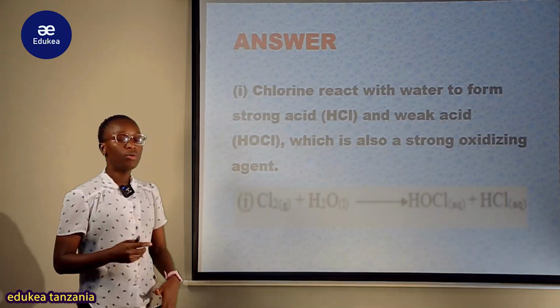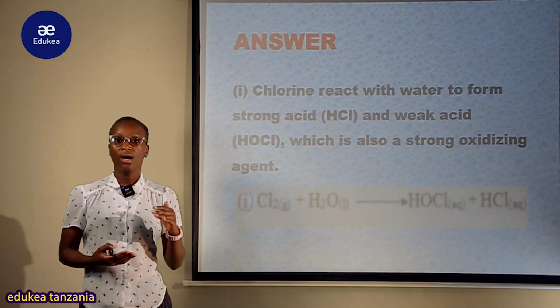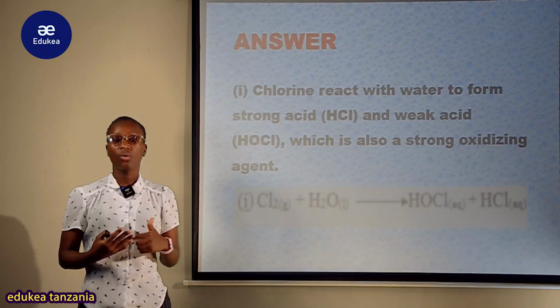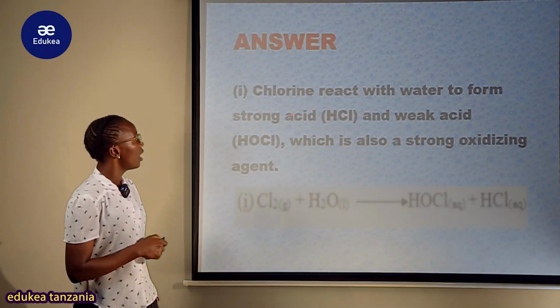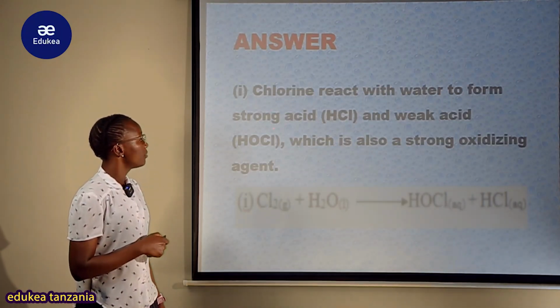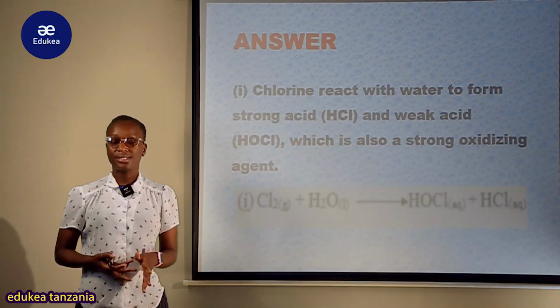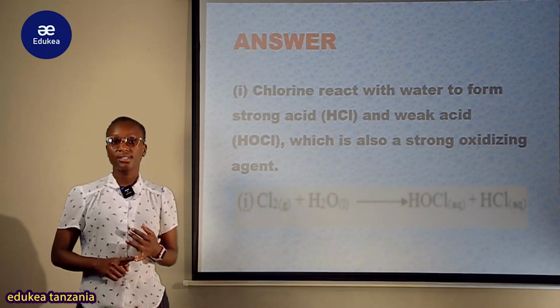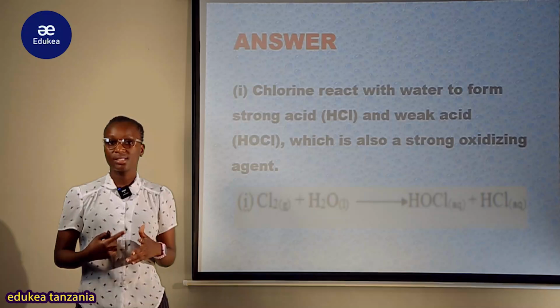The question number 4B ulipewa some of the compounds, ukaambiwa what will happen once you react with the chlorine gas. So you have to write the chemical equation. Therefore, the first one ulipewa chlorine ikireact na water. Obvious, chlorine gas ikireact na water tunaenda kupata the strong acid and the weak acid ambayo at the same time inakuwa ni strong oxidizing agent.